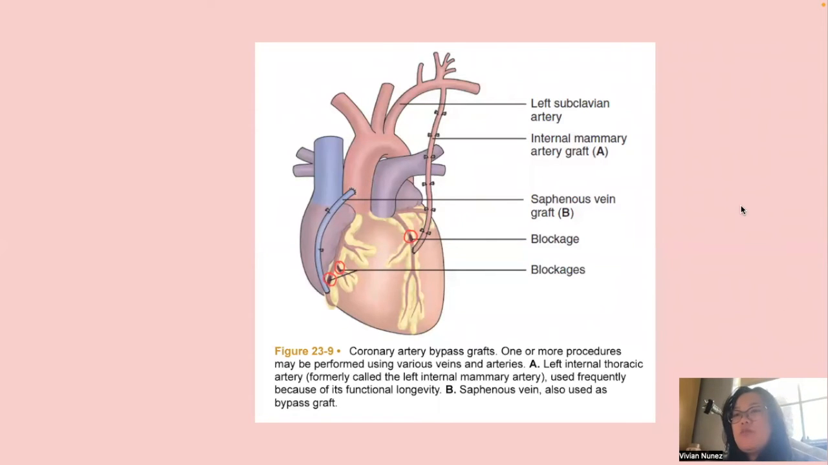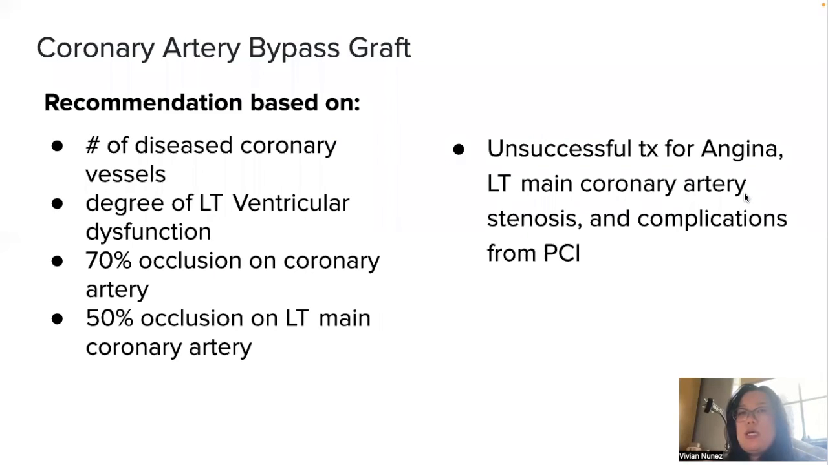As you can appreciate from the figure in the book, figure 23-9, this shows the heart. On the left and right side, there are some blockages, some occlusions on the coronary arteries. The left side of the image shows the saphenous vein graft, which reroutes the blood. And on the right side, the internal mammary artery graft, also known as the internal thoracic artery. Going on to the next slide.